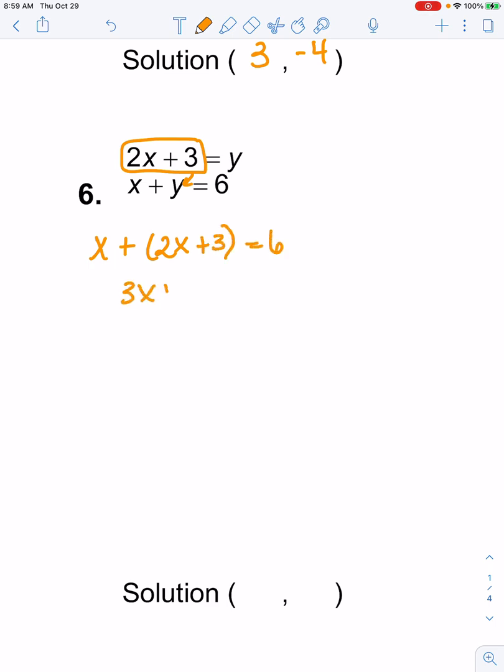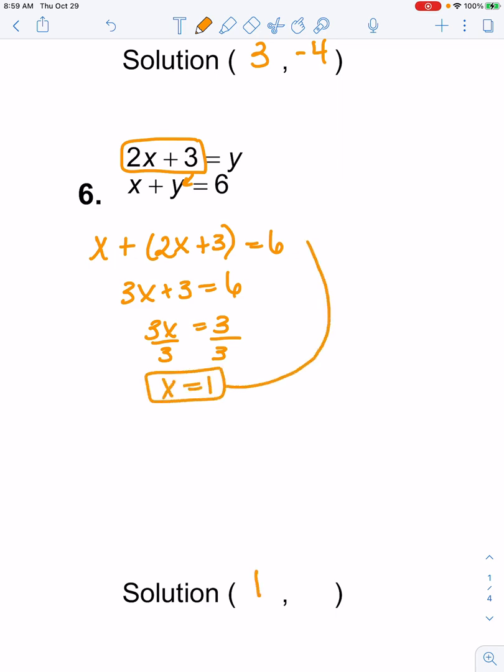Then I combine like terms, move that 3 over, so x is equal to 1. Then I'm going to plug that answer back in. If 2x plus 3 equals y, and I know that x is just 1, then y has to be equal to 5.